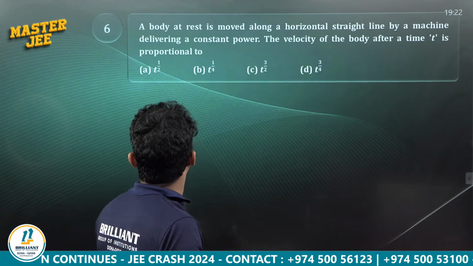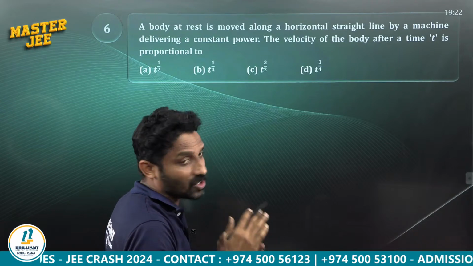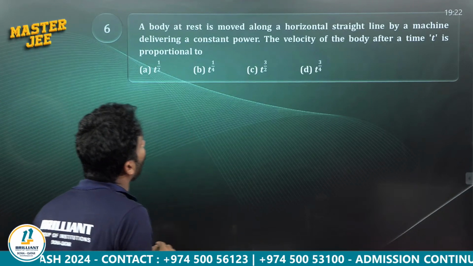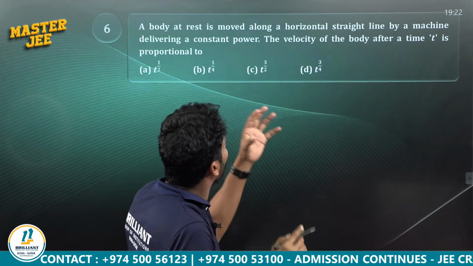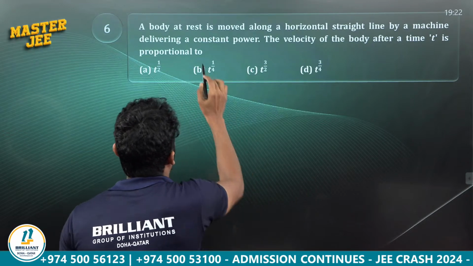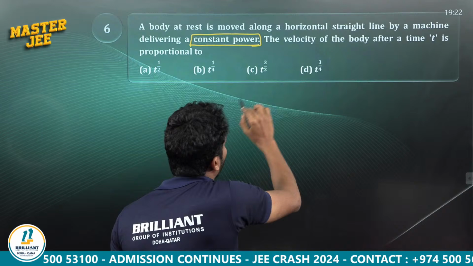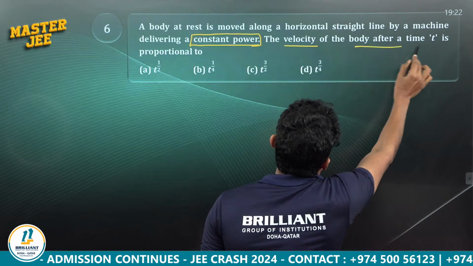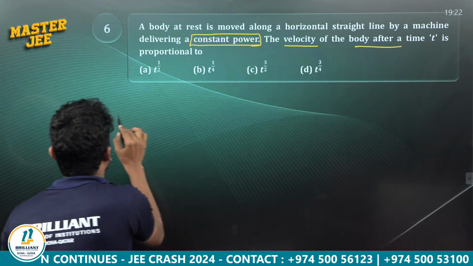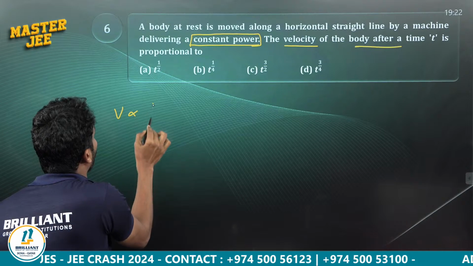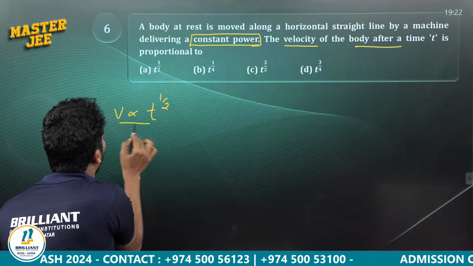A body at rest is moved along a horizontal straight line by a machine delivering a constant power. Once again, under the condition of delivering constant power, the velocity of the body after a time t is directly proportional to t raised to half. This we already discussed.